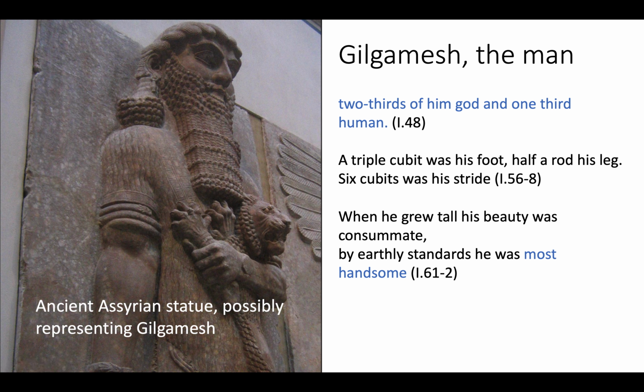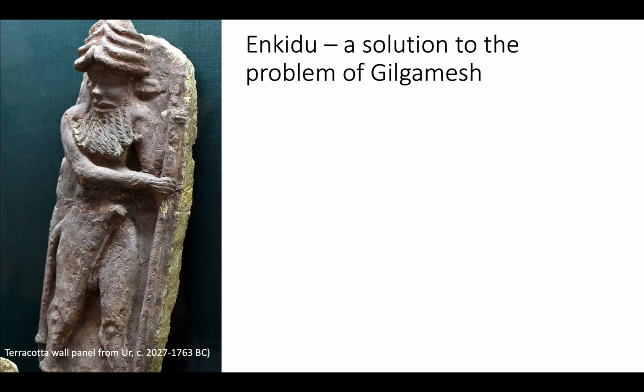When he grew tall, his beauty was consummate. By earthly standards, he was most handsome. So I think you can agree this man is super gorgeous. He's got a really amazing beard. He's the most handsome man in the world, apparently. He's very tall. His beauty is consummate, so it's like the height of beauty. Anyway, so pretty standard. A lot of protagonists are very attractive, and Gilgamesh is the same.